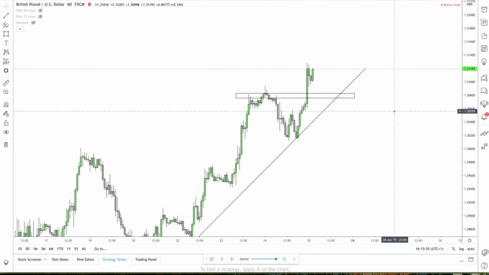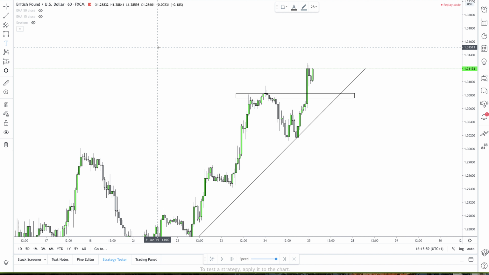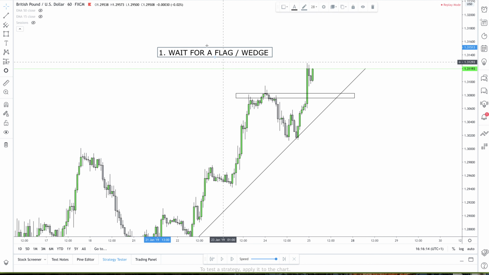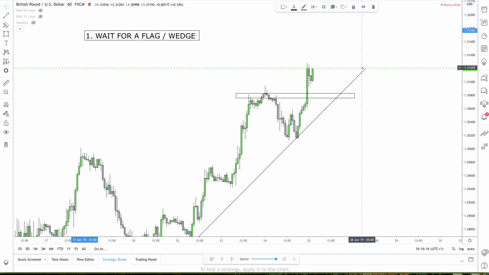So always wait for a bit of structure. So let's get this written down. This is really going to help you, honestly. It really helps you know when to enter the trade at the best time possible. So wait for a flag or even a wedge. Okay, a flag or a wedge.